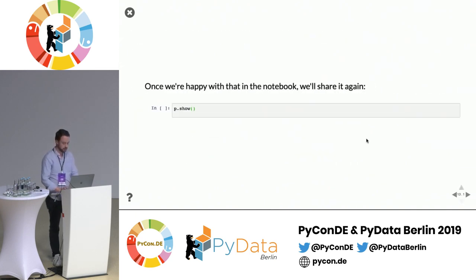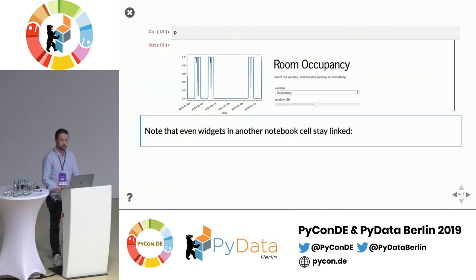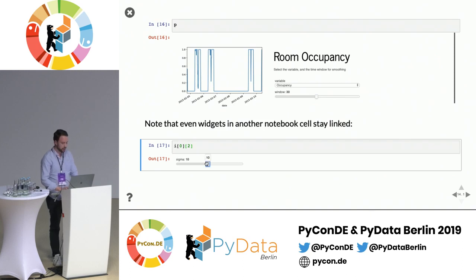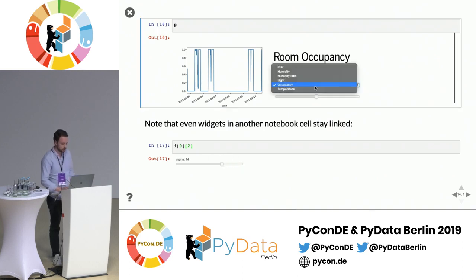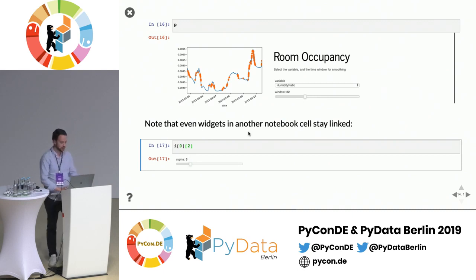So that's a good start. And we can now, again, use show to show this little app and share it with someone. What we can also do, as I said, we've dropped this extra widget, but actually because things are linked, you can have things linked across cells. So maybe do something else here. So things stay linked across cells.